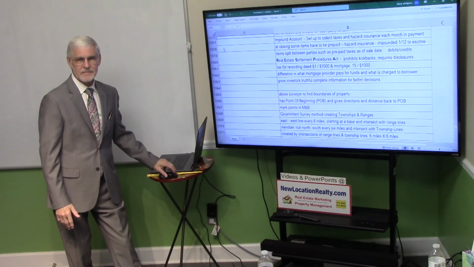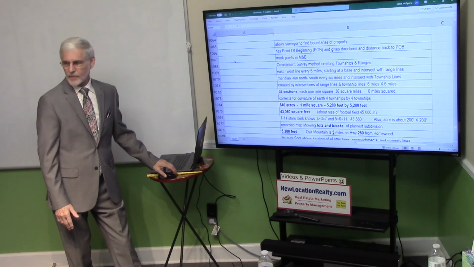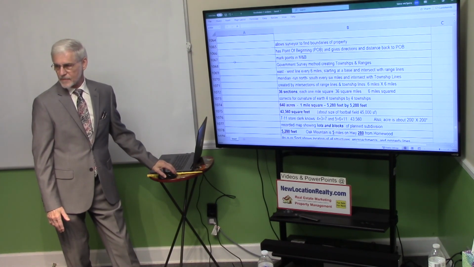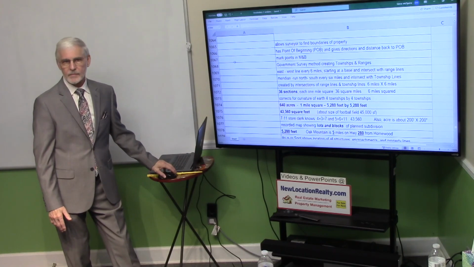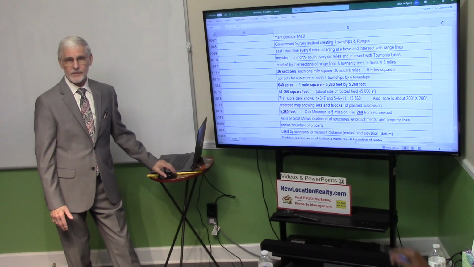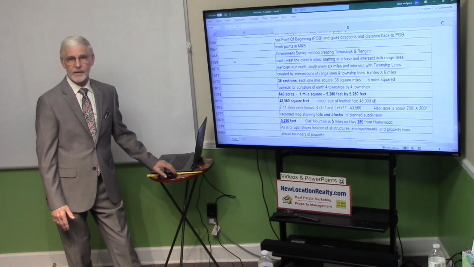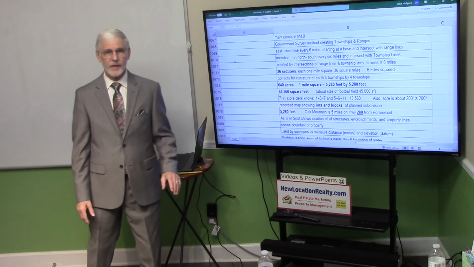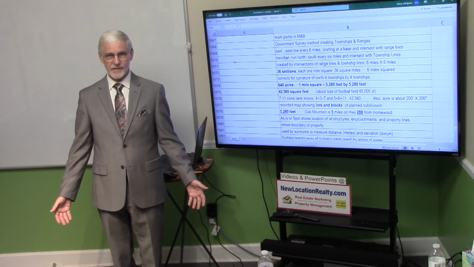I'm still confused on that. On which one? On the township. I know they limit to 6 miles in general. 6 miles, because there it is right there. Well, we're fixing to go a little deeper. Okay, you got it right here.